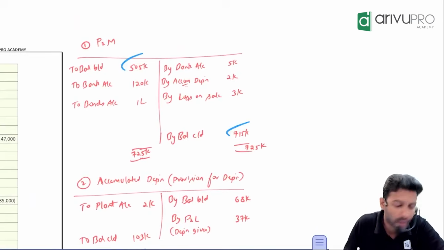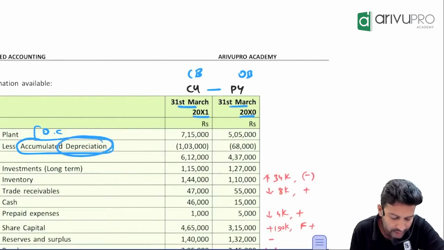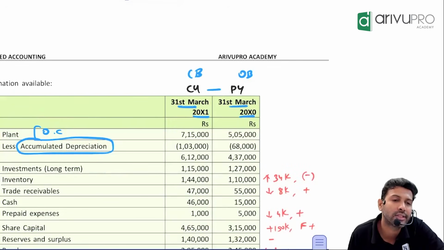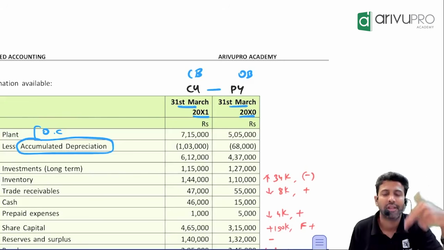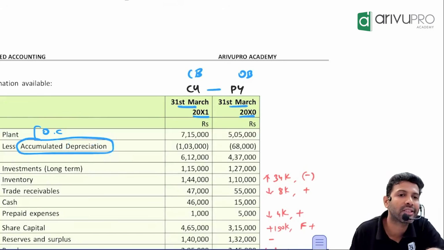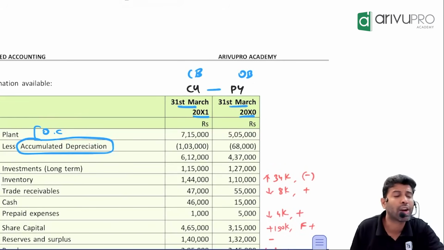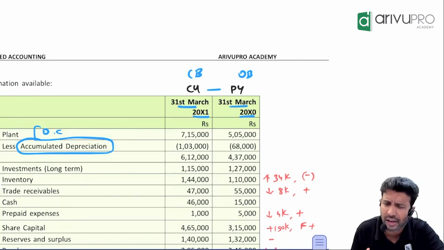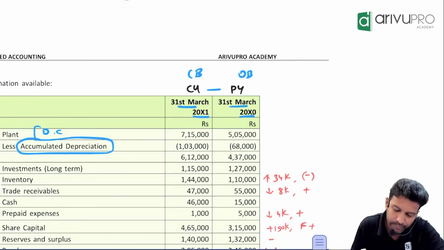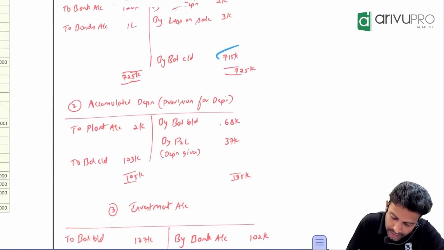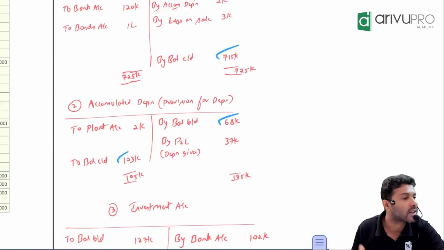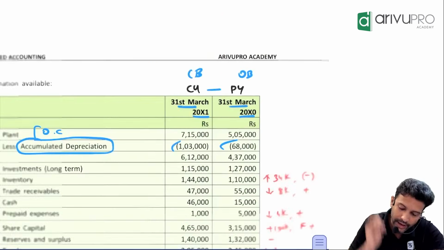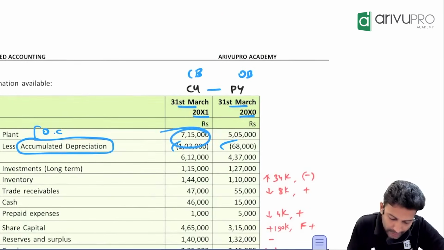Yes, sir. Next, accumulated depreciation, also known as provision for depreciation. Will this ledger have a debit balance or credit balance? If you're confused where to put it, you can think of it like a creditor. Creditor's opening, where will it come? Credit side. How much is the opening balance? 68 opening balance, 103 closing balance. Captured. Next. Okay, this minus this is this value.